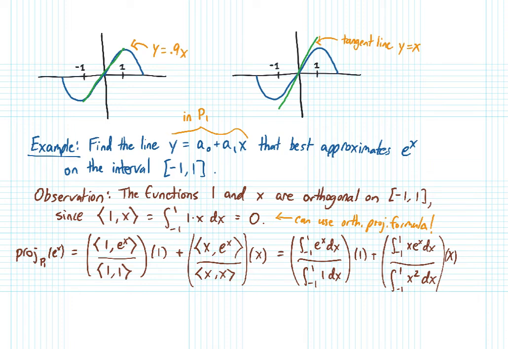So we can rewrite all of these inner products in terms of integrals. And then if you use a computer to calculate those integrals, what you get is about 1.2 plus 1.1 times x. And so that's the formula for the line that best approximates e to the x. And I encourage you to graph e to the x and graph 1.2 plus 1.1x, and you'll see that it actually is a pretty good approximation on the interval between -1 and 1.